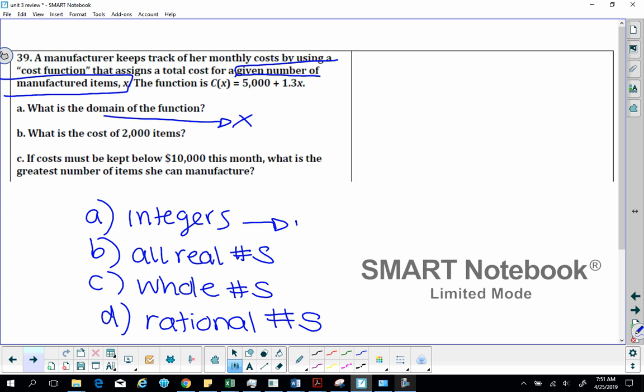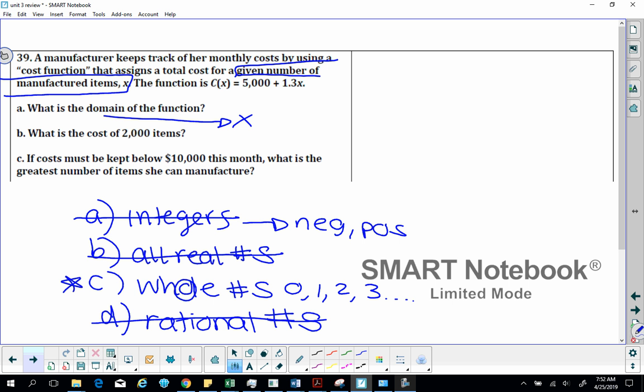Integers includes negative and positive whole numbers. Can I get negative manufactured items? Does that make sense? No, so I can't have integers. All real numbers includes rational and irrational. Can I get square root of 3 of a manufactured item? No. Whole numbers, remember, includes the 0. It's just 0, 1, 2, 3. Can I get that many manufactured products? Yes. And then rational numbers can be decimals or fractions. Can I get 2.75 manufactured items? No. So your answer would be whole numbers.